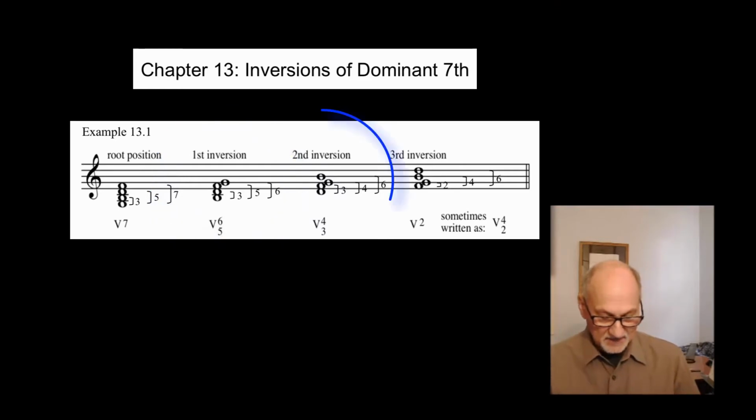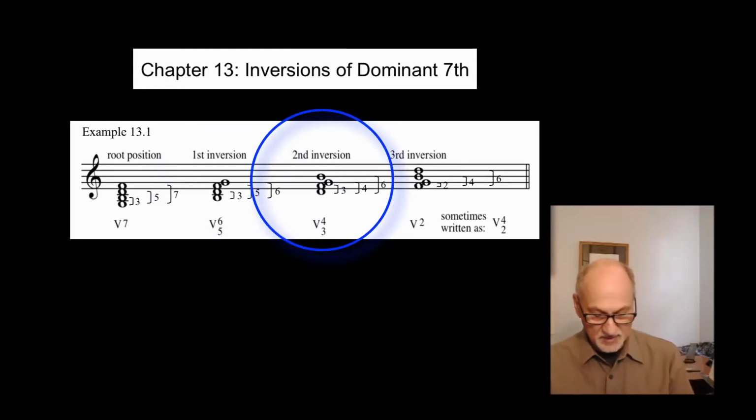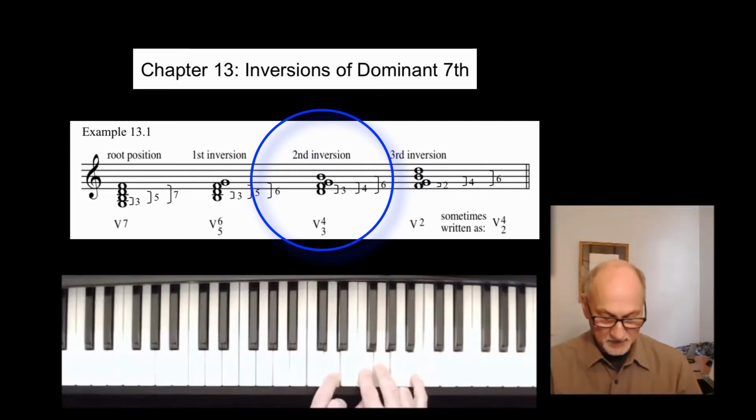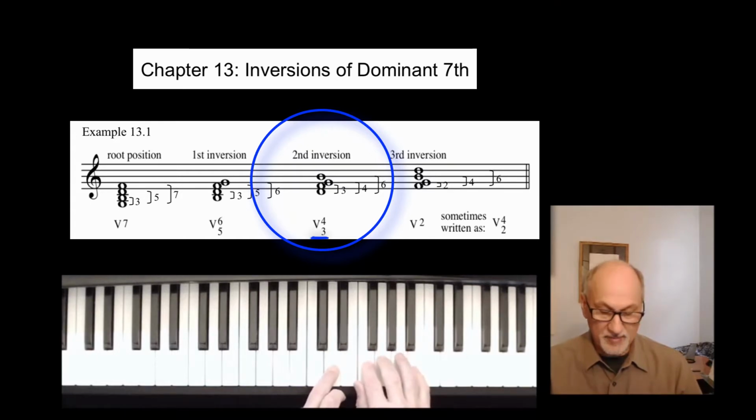And here's the second inversion. We take that lowest note B and put it on the top. And we've got a second inversion with the fifth in the bass. Look at the intervals. The third, the fourth, and the sixth. But we write 5, 4, 3.